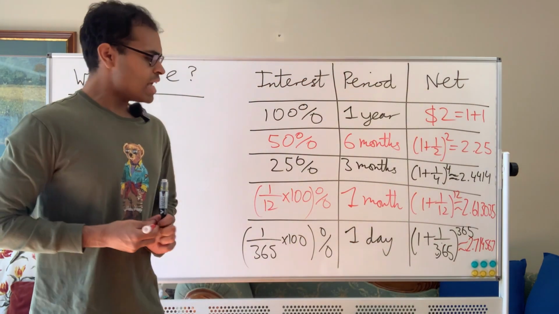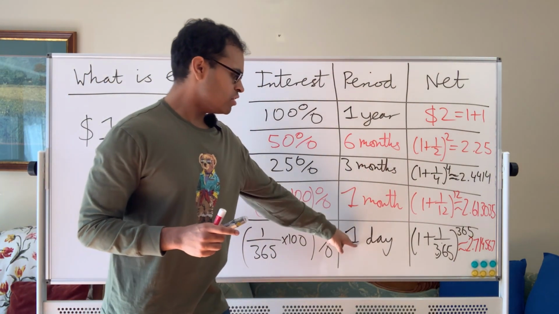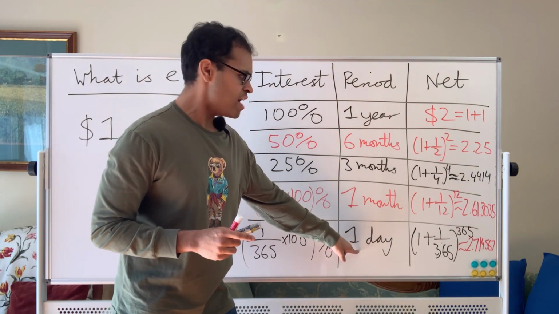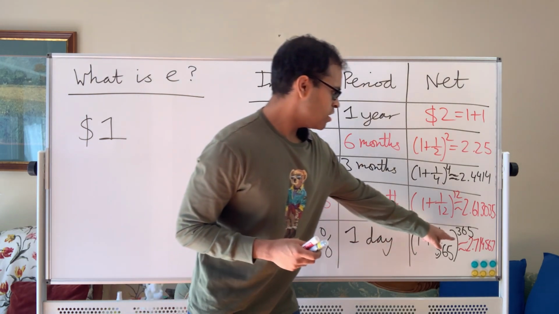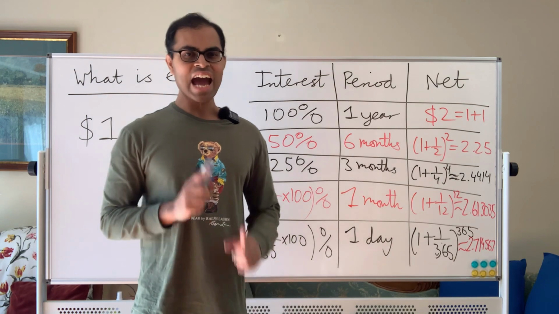Now here's a curious thing. It didn't increase all that much. It increased. But once we went from 1 month to 1 day, you said 12 periods to 365 periods, it did not increase that much. It only increased by 0.1, only 10 cents more. Okay, and that actually is reflective.